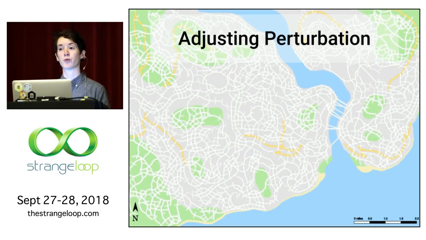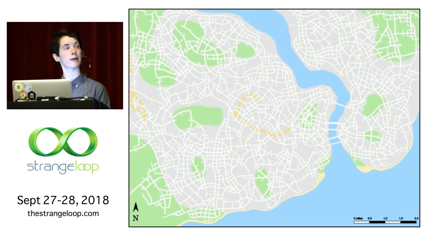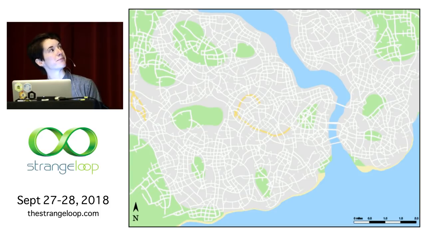Or I can make the perturbation really, really high, and it's even more curvy and weird, and maybe feels like a city that was built more organically. Maybe it's a little older. And then we can also adjust the segment length just to change the road density. This is the longer minimum segment length. And it just gives you a different feel of the city, but I'm pretty happy with this map.